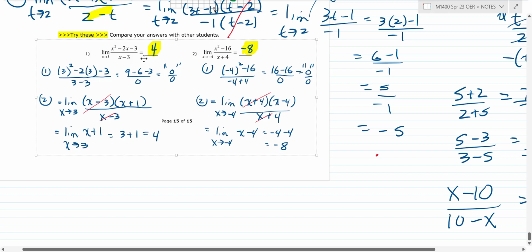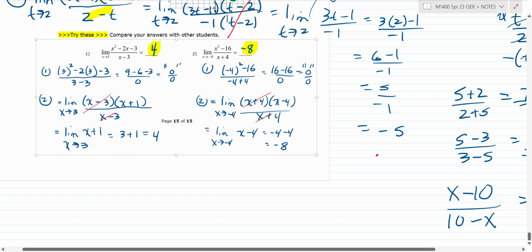Okay, so number 1 was 4. When you plugged in the 3, you would have got 0 over 0. And then the factoring of the numerator was x minus 3 times x plus 1. You got to make sure you did your factoring correctly. Then you can remove the factor of 1. So you're left with the limit of x plus 1 as x approaches 3. x plus 1 is a linear function. So plug the 3 in, you got 4. Check it on your calculator if you choose to.